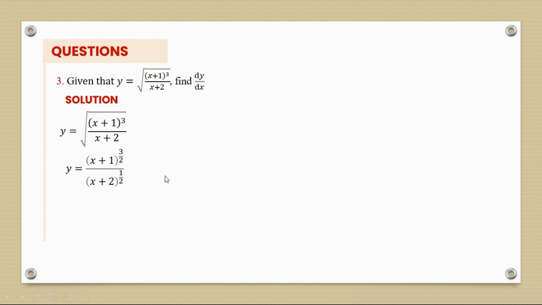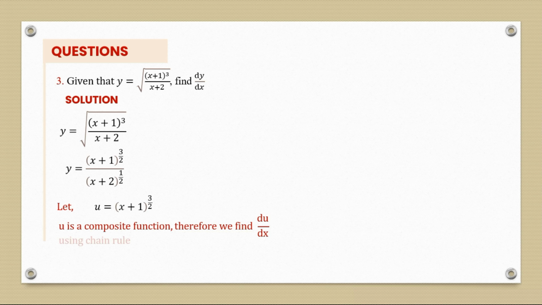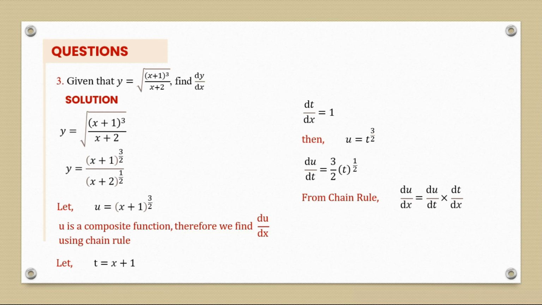Now this is an example that clearly requires the chain rule for both the numerator and the denominator, as we shall see. But first let's work with it. We're going to let u represent the value at the numerator. So u shall be equal to that, and you can say that u is a composite function, so we find du/dx using the chain rule. We let t be equal to x plus 1, dt/dx shall be equal to 1, and then u shall be equal to t to the power 3 over 2. Therefore du/dt shall be equal to 3 over 2 t to the power a half.